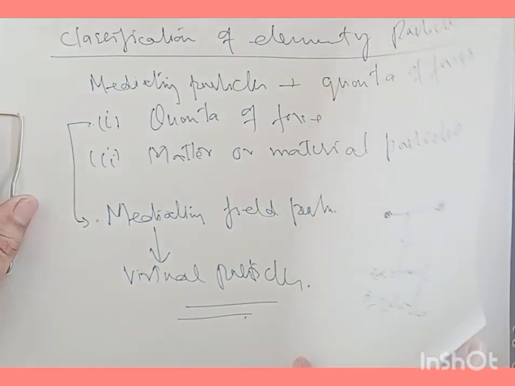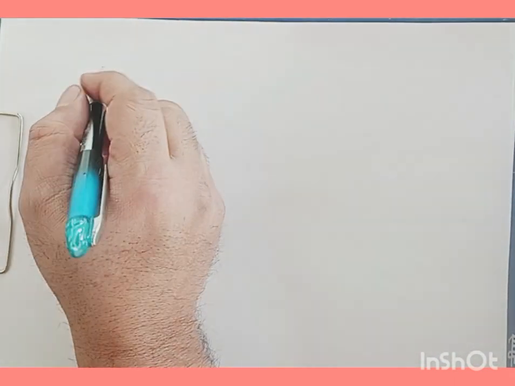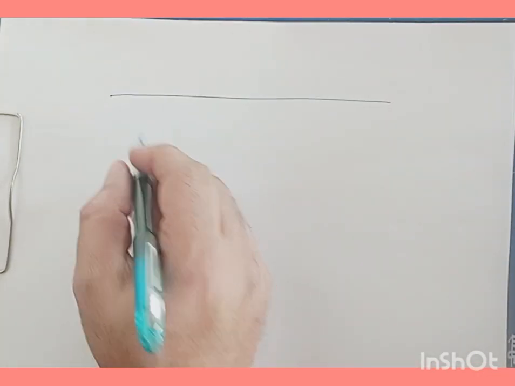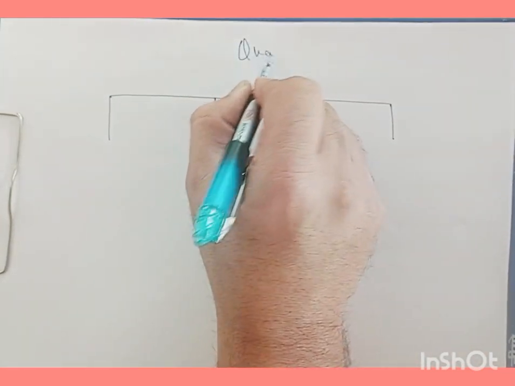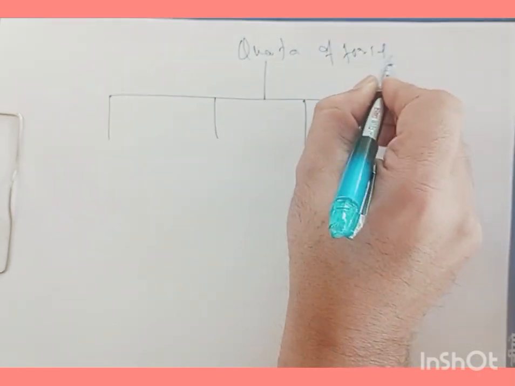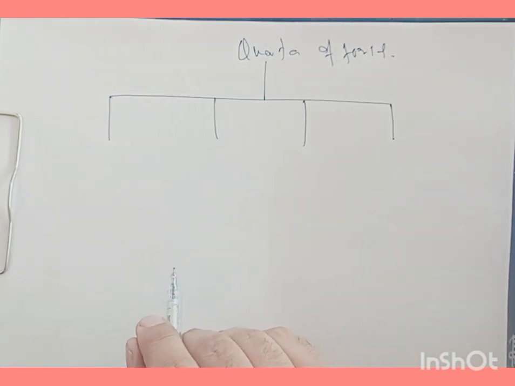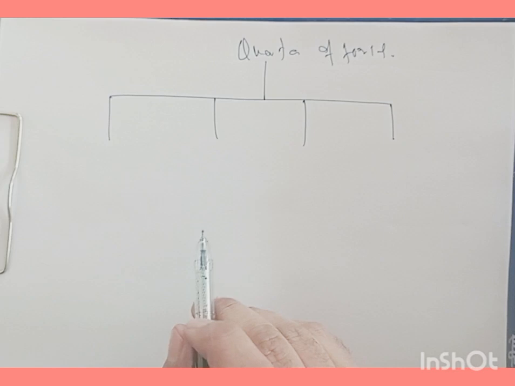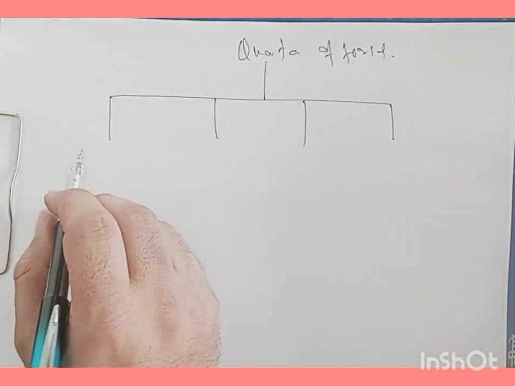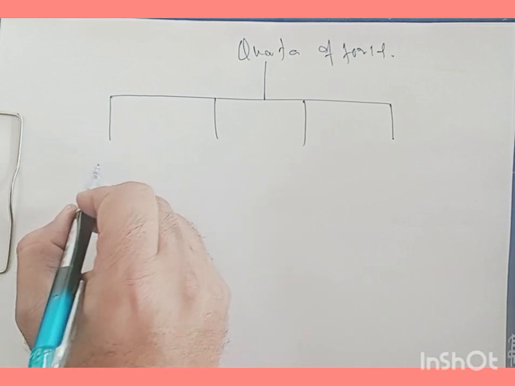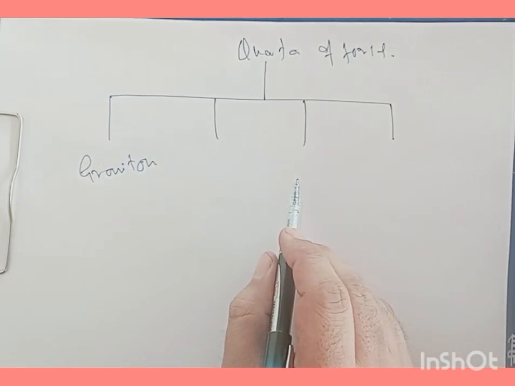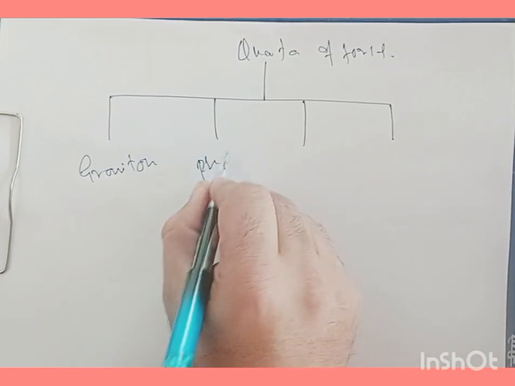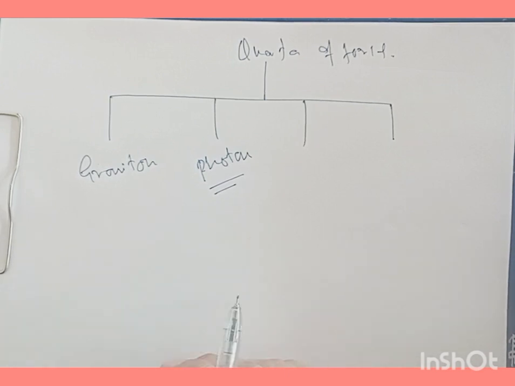Now, we have different types of quanta of force, or mediating field particles. They may also be called virtual particles. The quanta of force of gravitational interaction is the graviton. It's not discovered yet, but we call it graviton. And the photon is the quanta of force of electromagnetic interaction. So the photon is the mediating field particle of electromagnetic interaction.